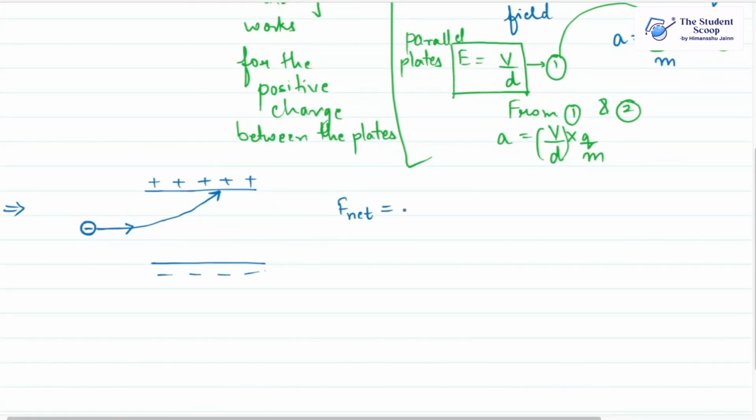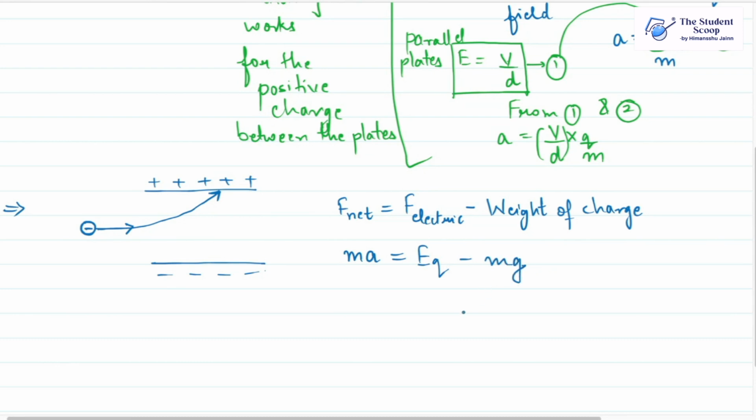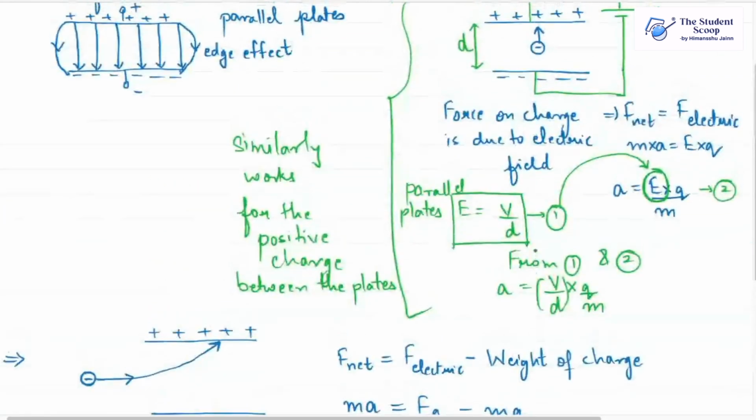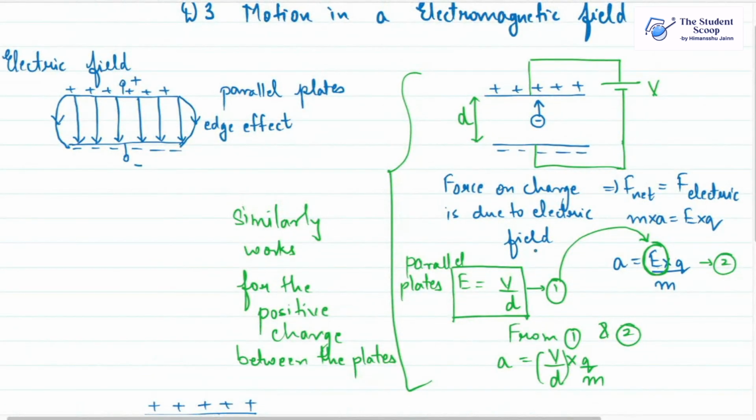Is it valid to state that if it moves upwards, the net force is the electric force minus the weight of the charge? Yes. So this net force will become Ma. Electric force, we can write it as Eq, and this will be minus Mg. Now there could be modifications there for electric field in terms of V by D and so forth. Now this can also be the case in the situation above.